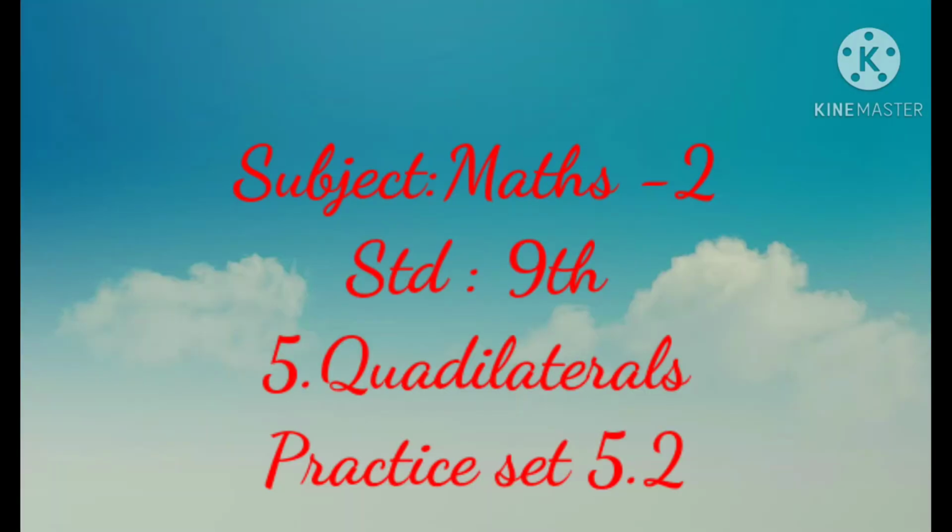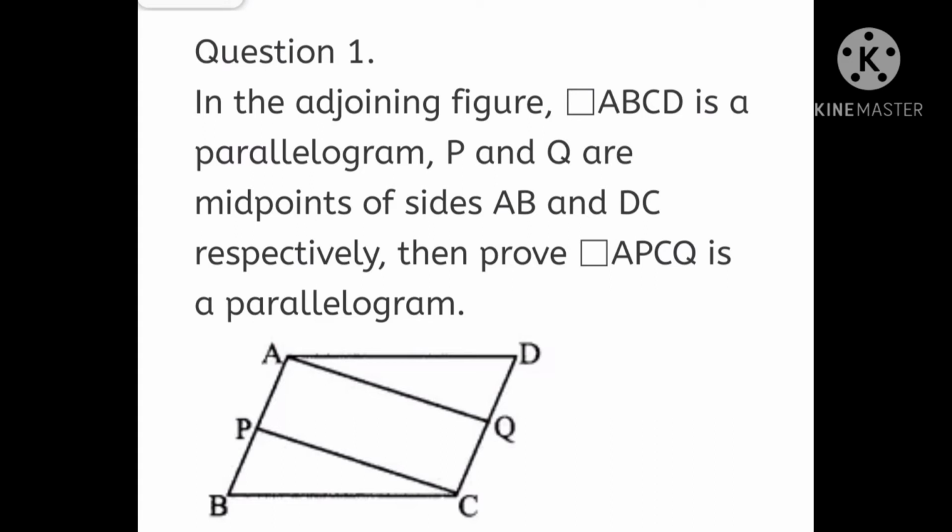Today we are going to start practice set 5.2 of lesson quadrilateral. Question number 1 of practice set 5.2. In the adjoining figure, that means in the given figure, quadrilateral ABCD is a parallelogram. The quadrilateral ABCD in the figure is the parallelogram. Points P and Q are the midpoints of the sides AB and DC. Then you have to prove that quadrilateral APCQ is a parallelogram.